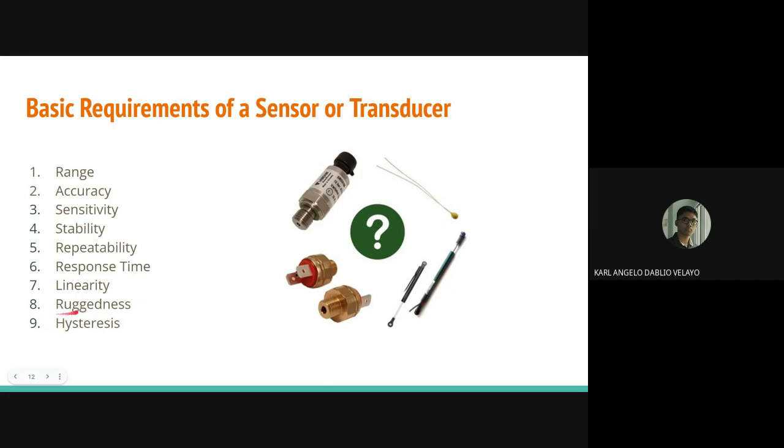Then now we have ruggedness, which is the measure of durability when the sensor is used under extreme operating conditions. And finally, we have hysteresis, which is defined as the maximum difference in output at any measurable value within the sensor's specified range when approaching the point first with increasing and then with decreasing the input parameter. Basically, it is a characteristic of a transducer of being unable to repeat its functionality faithfully when used in the opposite direction of the operation.